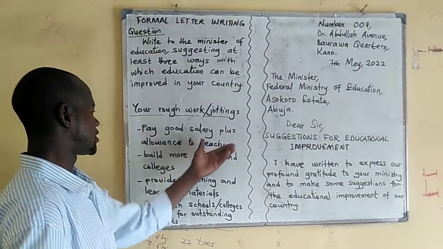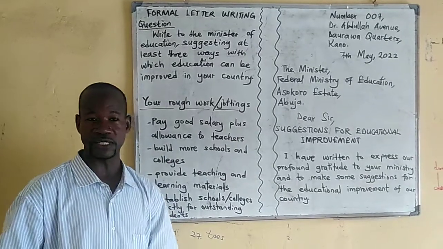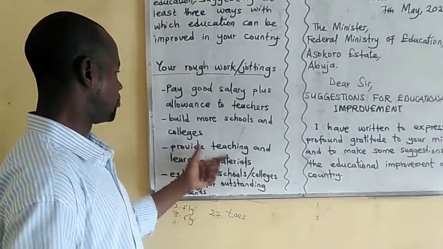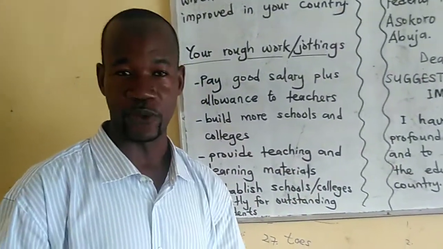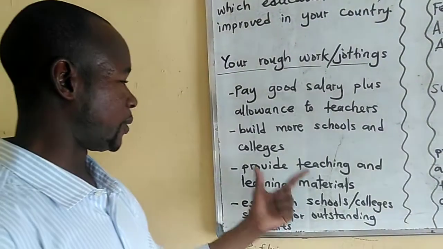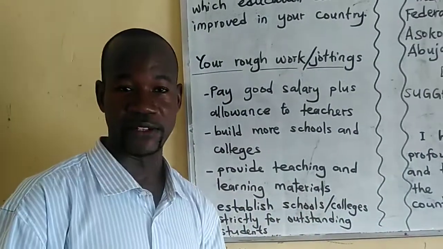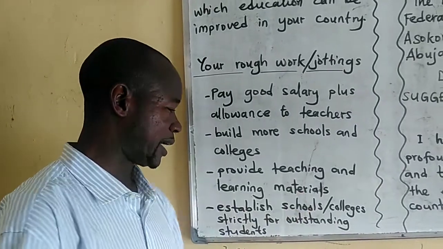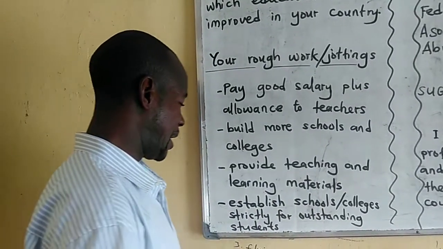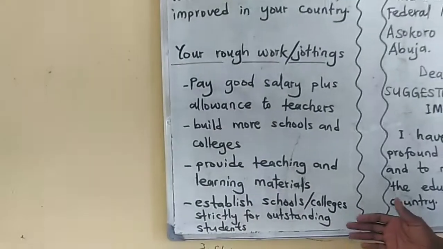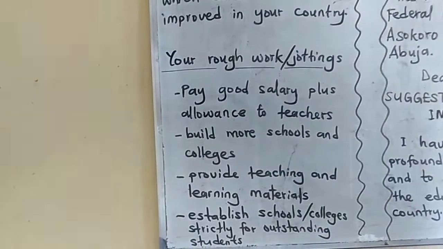Point 1, pay good salary plus allowance to teachers. That is point number 1. Number 2, build more schools and colleges, okay? And the next point is provide teaching and learning materials, okay? And the last point on the board, as you can see, listeners, is establish schools, colleges, strictly for outstanding students.